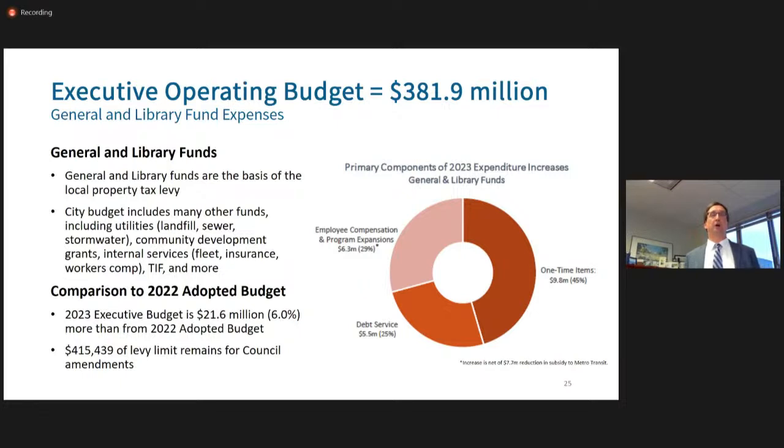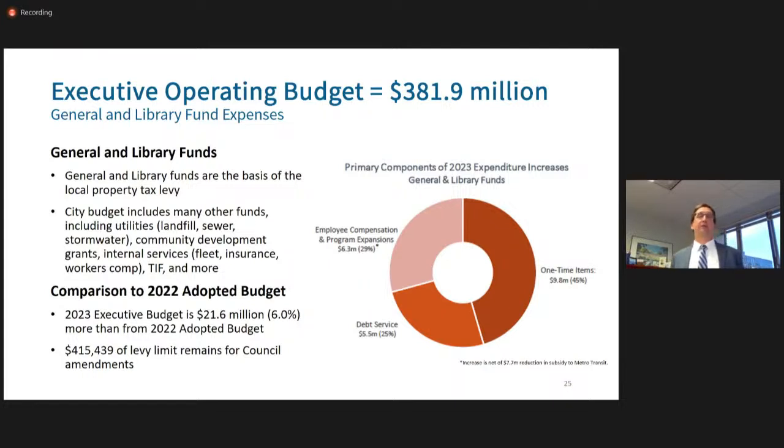The city budget does include other monies in addition to the general library fund. Those are focused in what we call our utilities, and those are primarily supported by user fees. So that might be the landfill remediation and monitoring program, our sewer utility, stormwater. We also receive federal money for community development, community services grants. We have what are called internal services activities, and those are things that sort of support efforts of our outward-facing city agencies. So, for example, our fleet services, our insurance fund, and workers' comp fund for our employees.